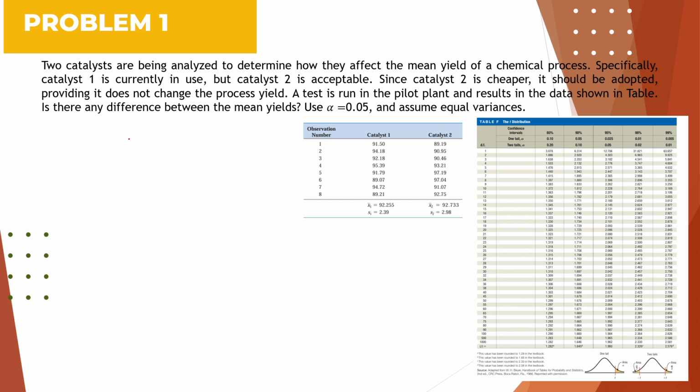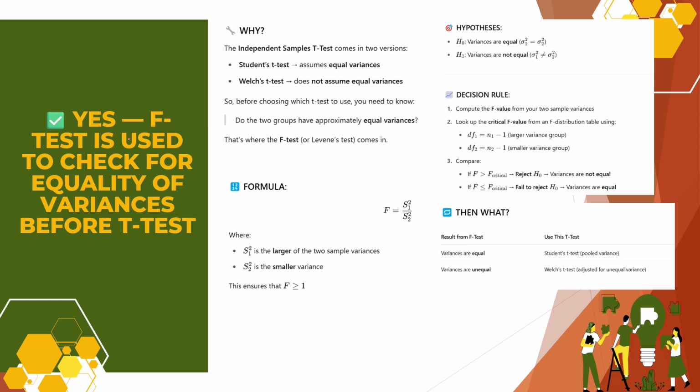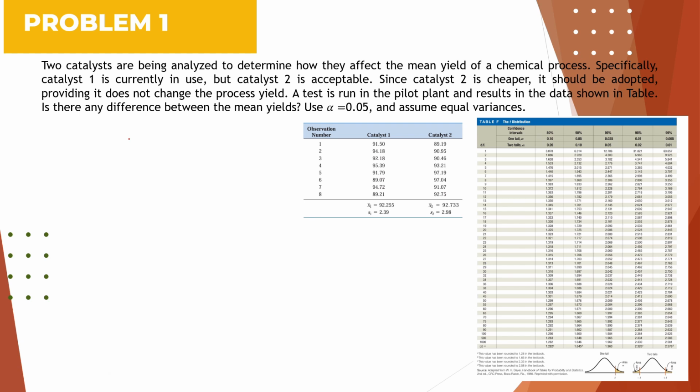But in our case, if the given problem does not state whether to assume equal variances or not, we have to test first with the F-test, because that is the determiner of whether the variances are equal or unequal, using Student's or Welch's. So we have here Student's for equal variances and Welch's for unequal variances, do not assume equal variances. So this is equal variances. You could check that using your F-test whether it is equal or unequal variances.